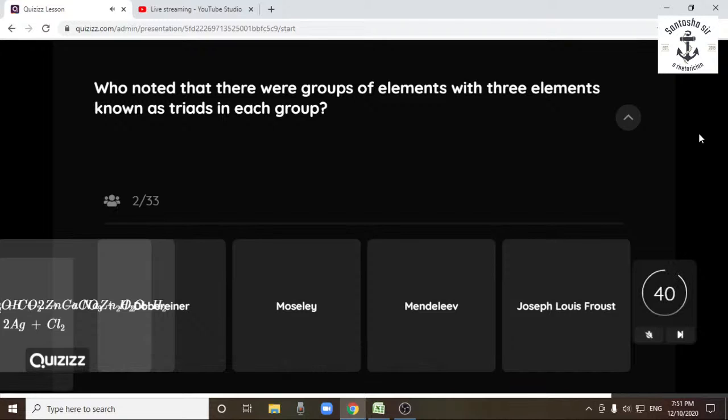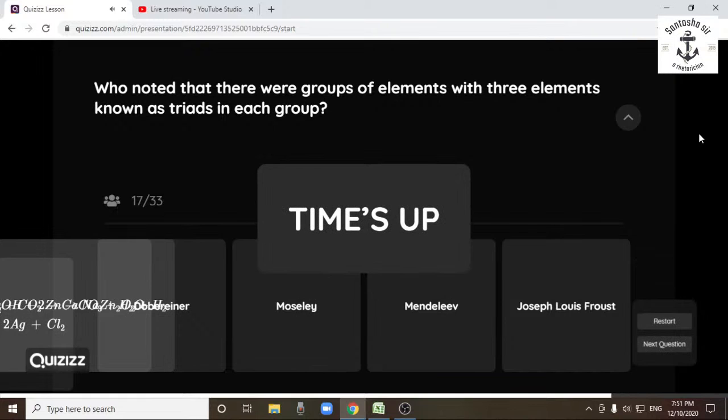Who noted that there were groups of elements with 3 elements known as triads in each group? 35 seconds more. 20 seconds more. 10 seconds more. Okay, time is up.